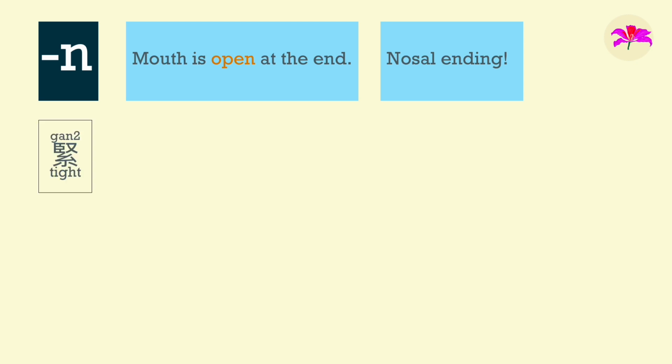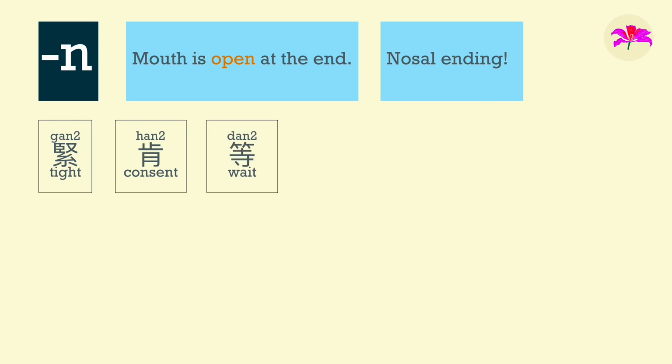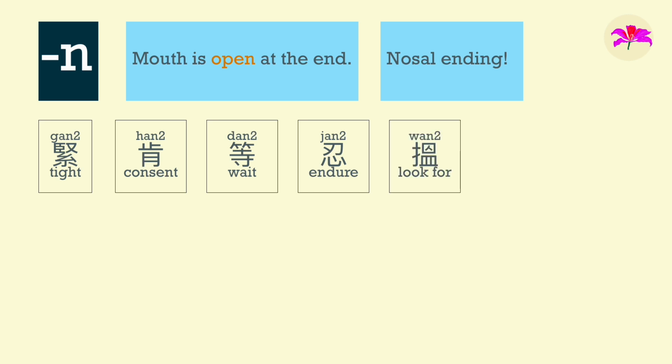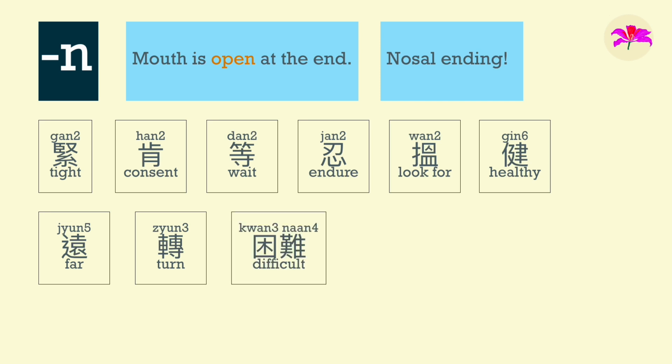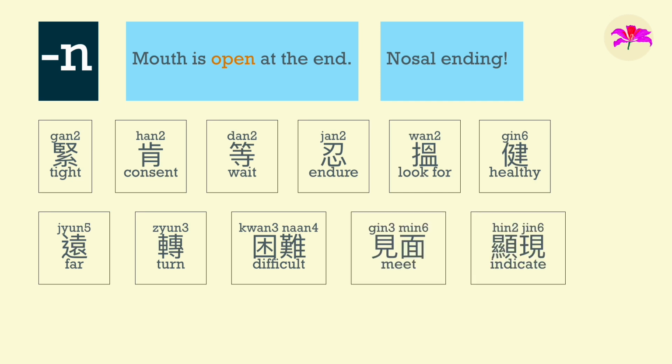緊 tight. 很 consent. 等 wait. 忍 endure. 揾 look for. 見 healthy. 遠 far. 轉 turn. 困難 difficult. 見面 meet. 顯現 indicate.